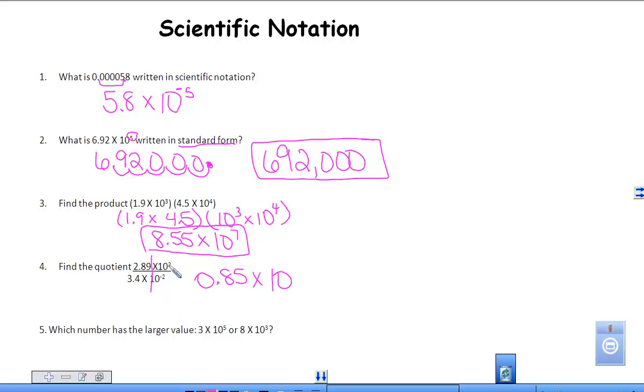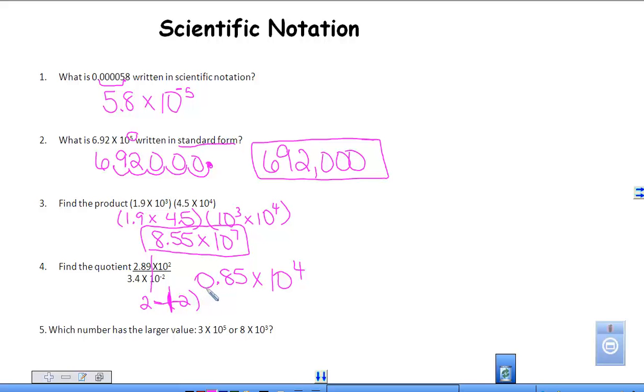Then I bring my times sign, 10. Now keep in mind, when I'm dividing my bases that are the same, I can subtract my exponents. So I have 2 minus a negative 2. Double negative turns into a plus, and I end up with an exponent of 4.